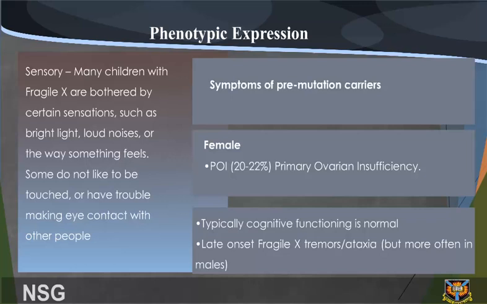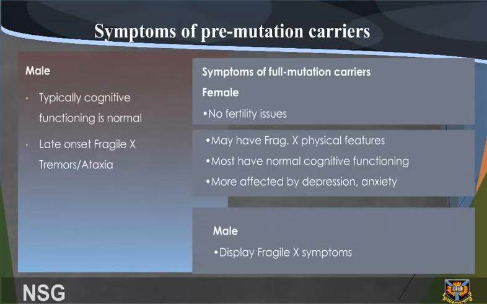Typically cognitive functioning is normal. Late onset fragile X tremors or ataxia, but more often in males. Symptoms of premutation carriers. Male: typically cognitive functioning is normal. Late onset fragile X tremors or ataxia.